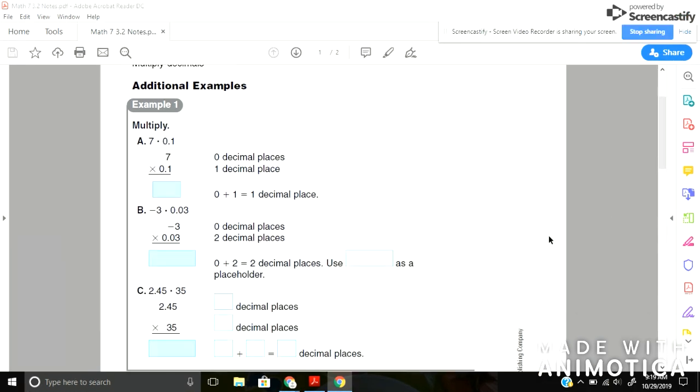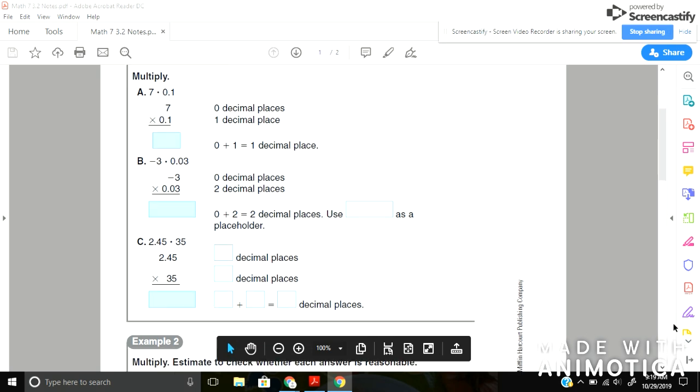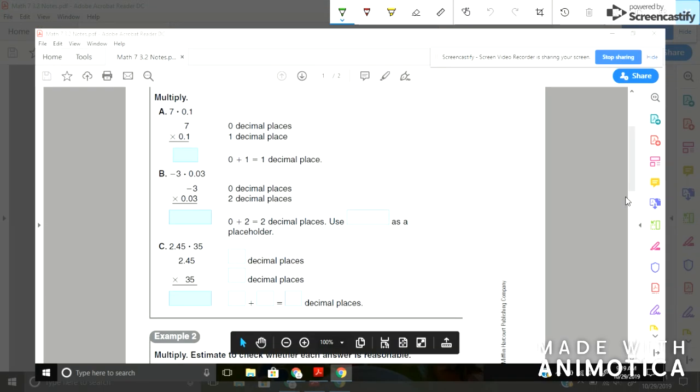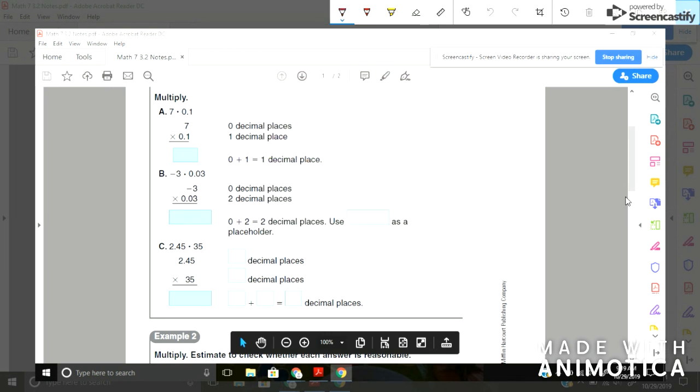Let me scroll down a little bit here, and then letter C as well. Letter B says -3 times 0.03. So now I have to still remember what I learned last chapter with my negatives and positives. Okay. You'll see here they just lined them up like they would with whole numbers. They don't worry about the decimal at all.